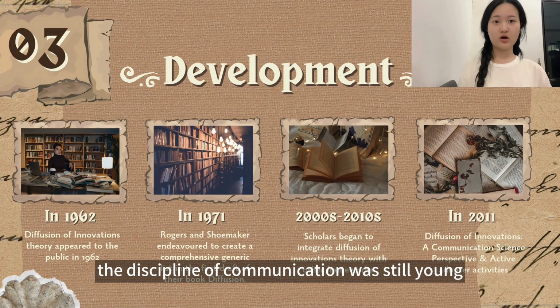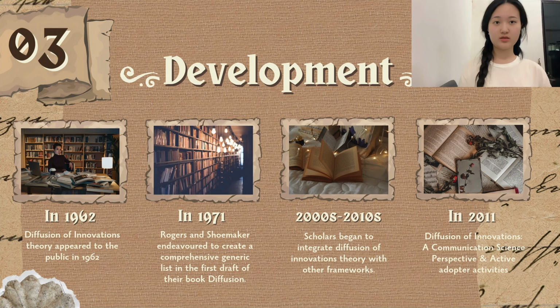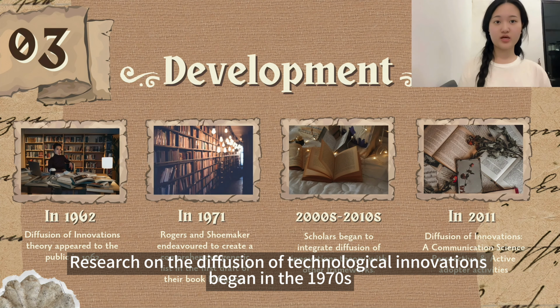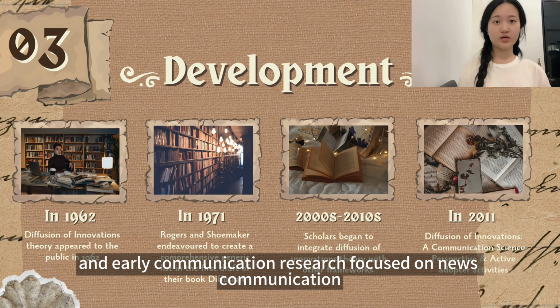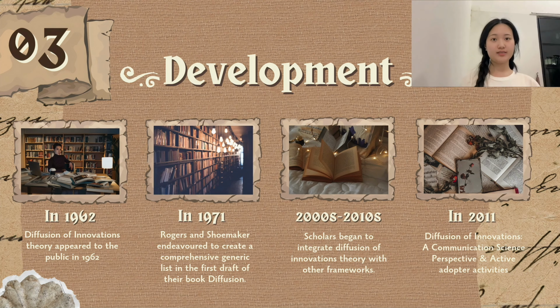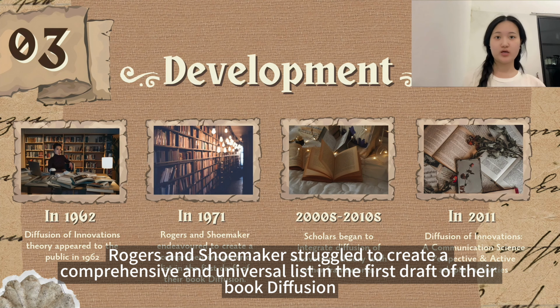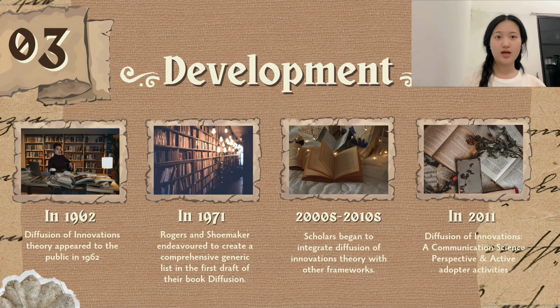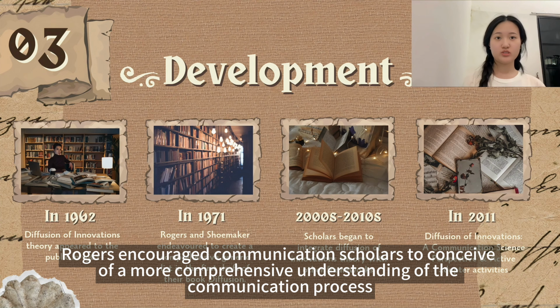When the first edition of Diffusion of Innovations was published in 1962, the discipline of communication was still young. Research on the diffusion of technological innovation began in the 1970s, and early communication research focused on news communication. In 1971, Rogers and Shoemaker struggled to create a comprehensive and universal list in the first edition of their book. In the most recent edition, Rogers encouraged communication scholars to conceive of a more comprehensive understanding of the communication process.